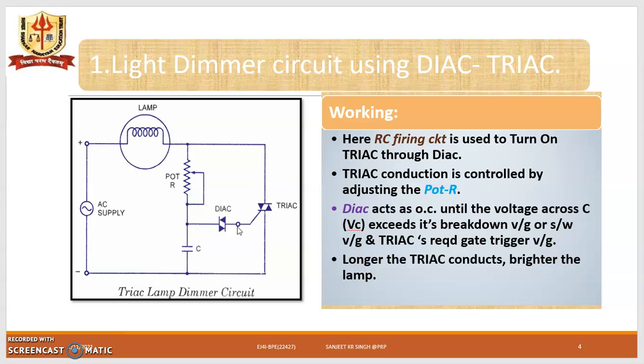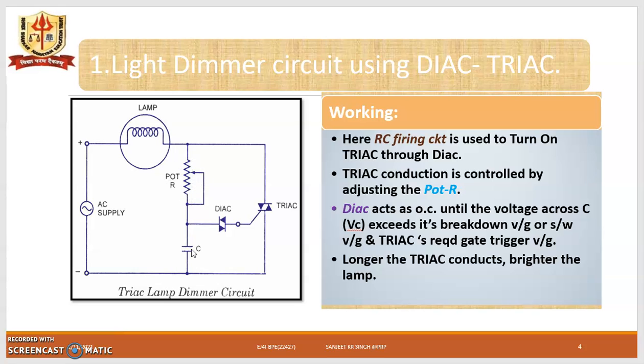In order to provide the gating pulse, this diac is used. A bidirectional gating pulse will be provided and it turns on. The diac is turned on by the voltage across the capacitor when this capacitor has a voltage greater than the breakover voltage of the diac, in the forward bias or in the reverse bias condition. The moment the diac turns on, it provides the gating pulse to the triac and current will flow through the lamp.